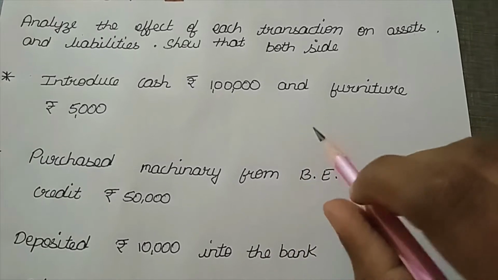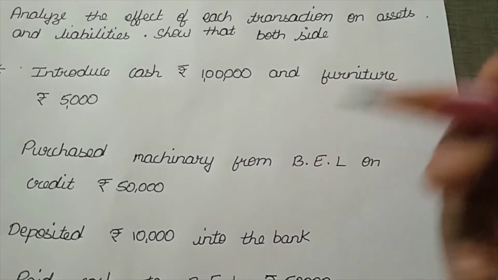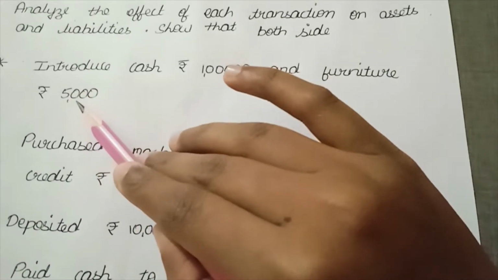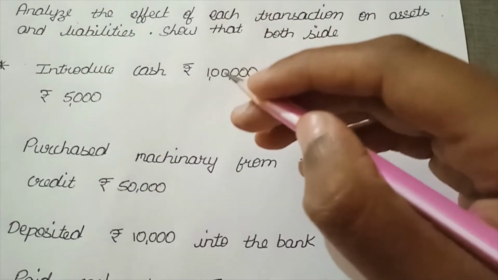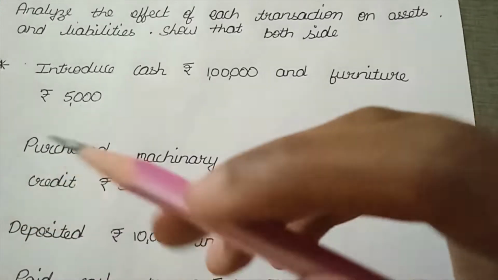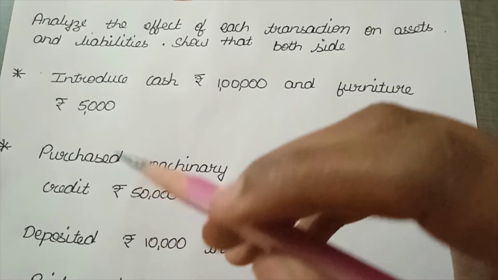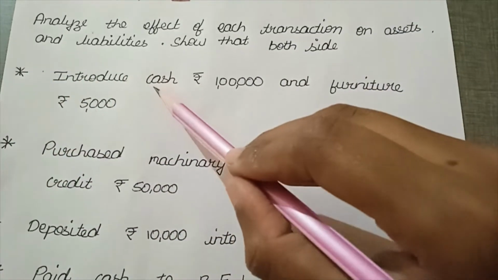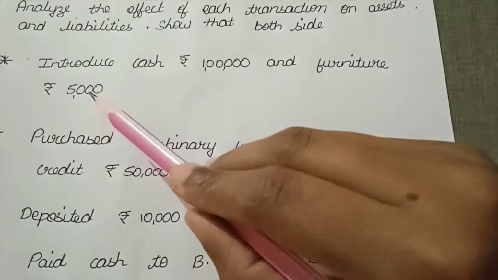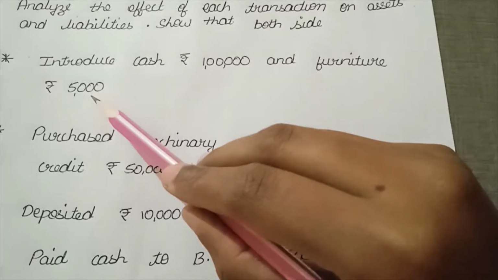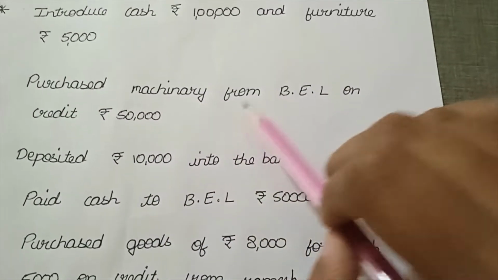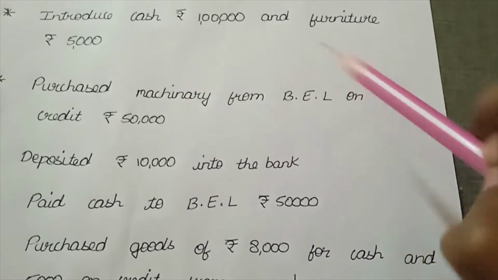The company is introducing the cash, that is 1 lakh rupees, and furniture of 5,000 rupees while commencing the business. On the day the company commences the business, they are introducing the cash as well as the furniture, that is 5,000 rupees. Then they are purchasing machinery from BEL on credit.